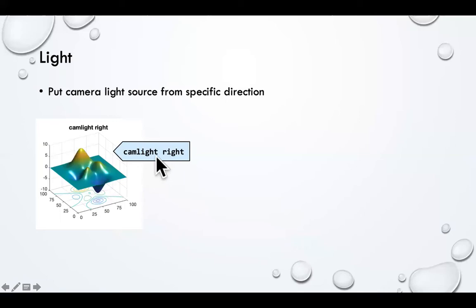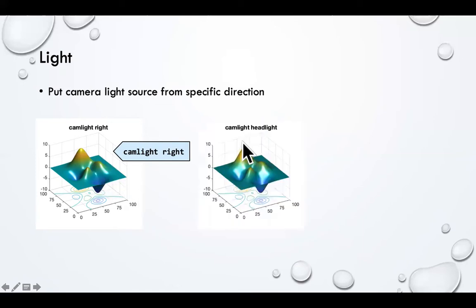You just put the camera light in the direction you want. Here, I put the camera light on the right, so you can see on the right side there's a little bit of light color. Or you can change the camera light from the head, from the top to the figure. And you can also change the view, of course. But that kind of shiny plot doesn't look very pretty.